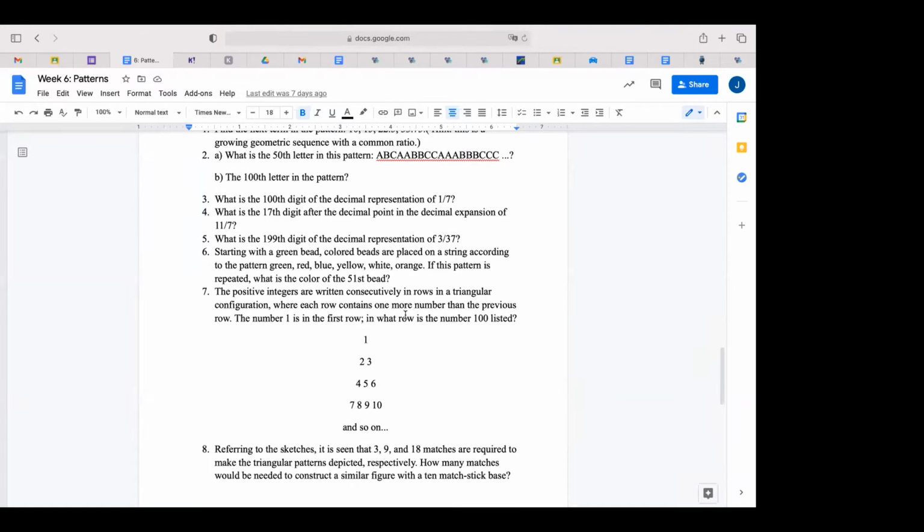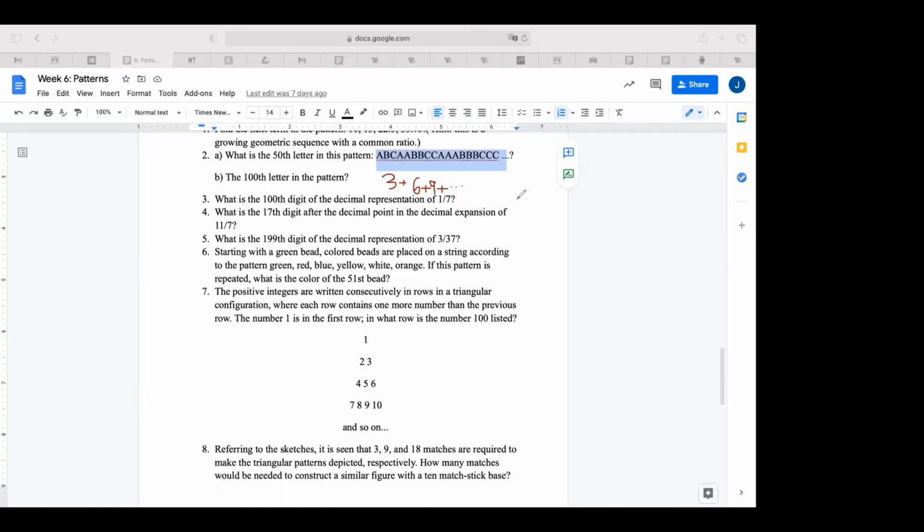So question 2b asks, what is the 100th letter in this pattern? As you can see, this pattern simply has strings of ABCs where the first time each letter repeats once, then it goes twice and 3 times. And then you could write this by the number of terms as 3 plus 6 plus 9 ... that are all multiples of 3.